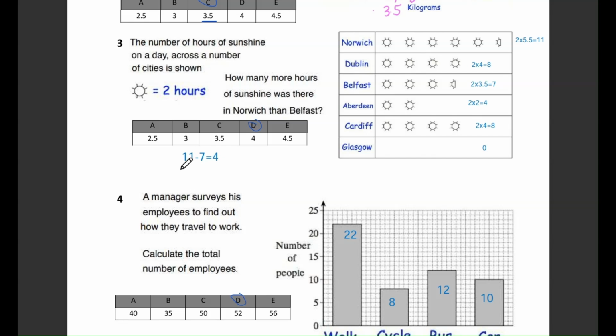To find out how many more hours Norwich had, we do a subtraction. 6 hours minus 2 hours. 6 minus 2 equals 4, so our correct answer is D, 4 hours.